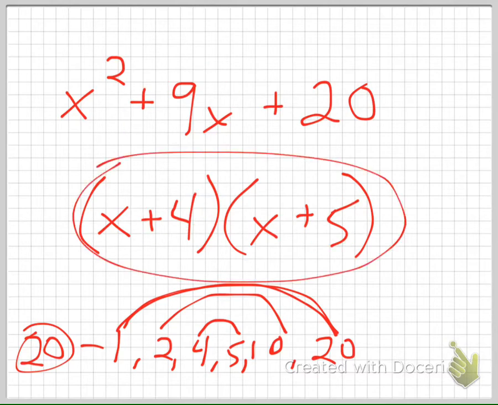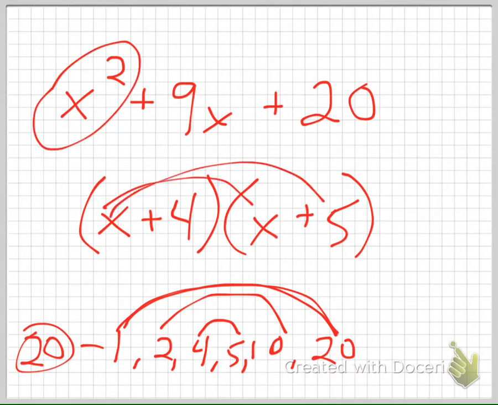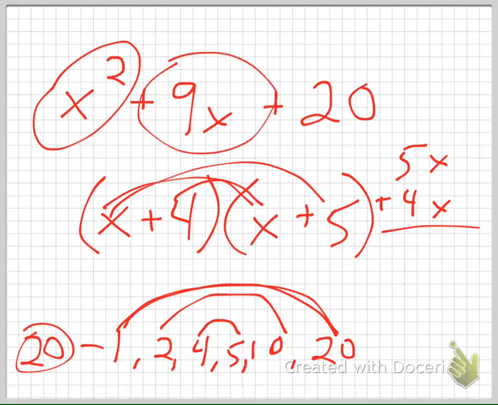So there it is. How do we know if we got it right? Foil it, right? What is x times x? X squared. What is x times 5? 5x. What is 4 times x? Plus 4x. What is 5x plus 4x? 9x. And then what is 4 times 5? 20. Does that make sense?